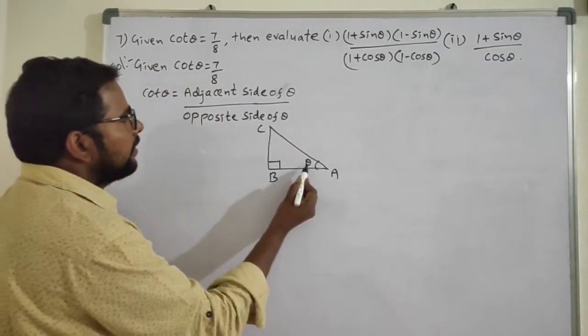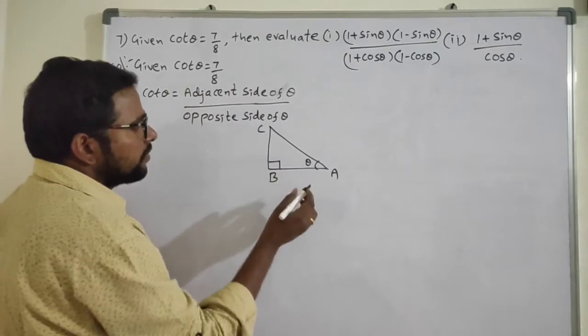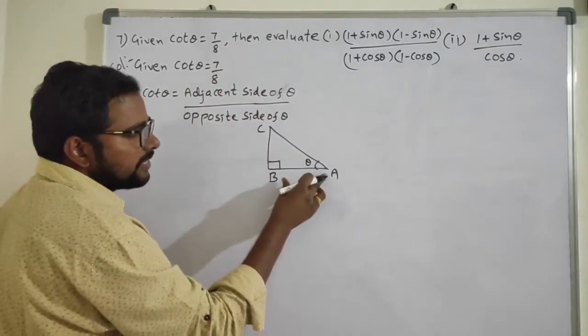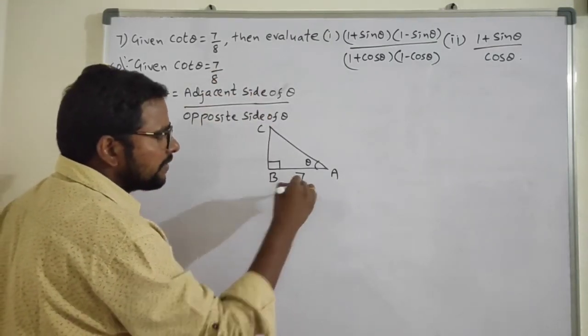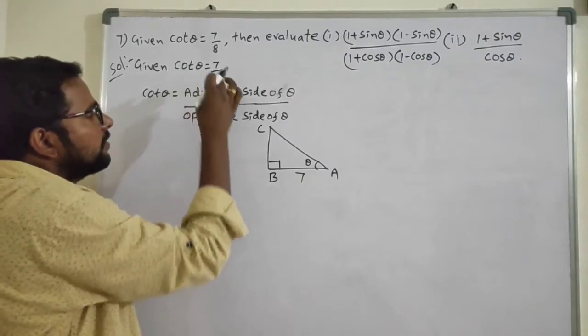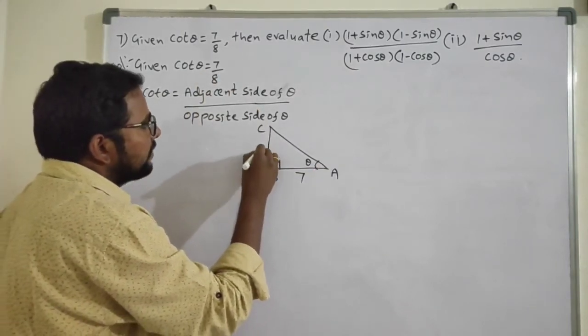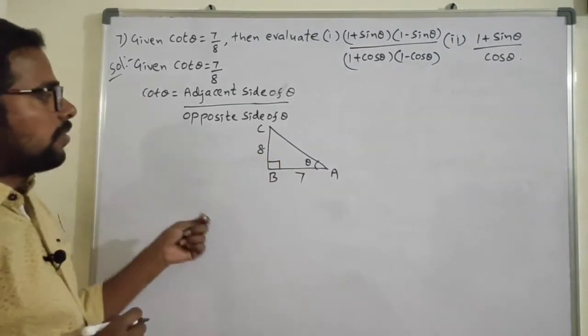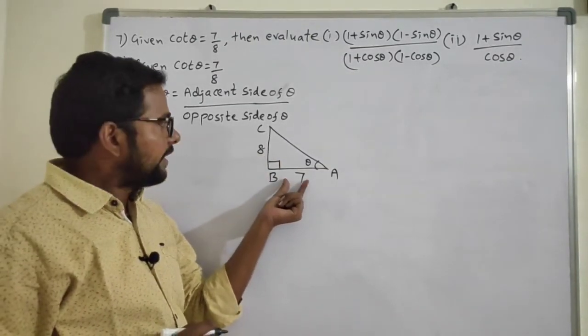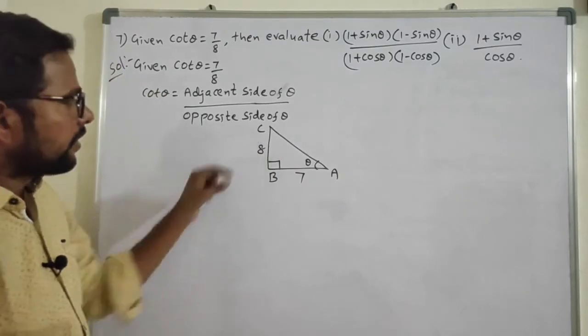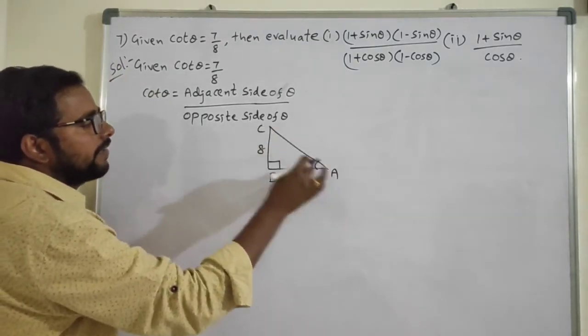So here theta, and its adjacent is 7. So adjacent value is 7. This is the adjacent side, so this is 7. Opposite side is 8. This is the opposite side of angle theta, so this is 8. So adjacent side is 7 and opposite side is 8. So by using Pythagoras we can find AC.